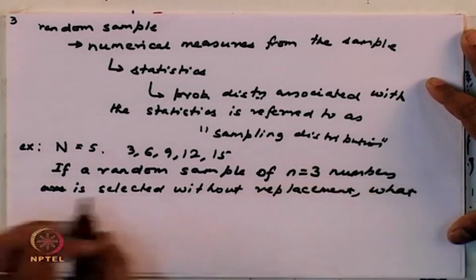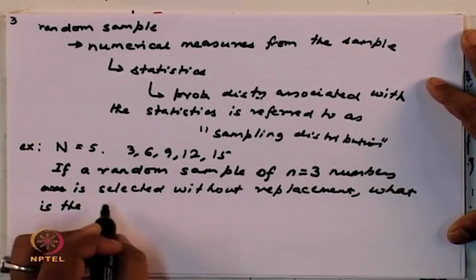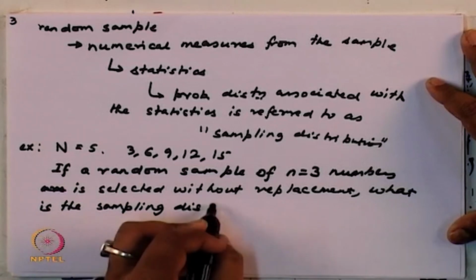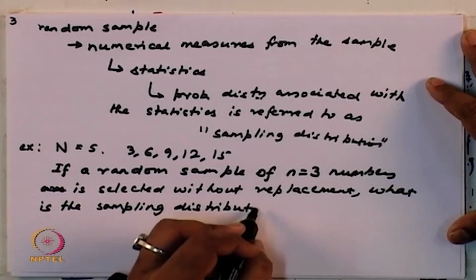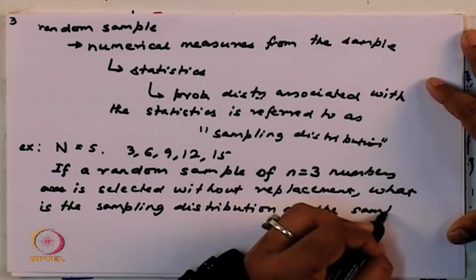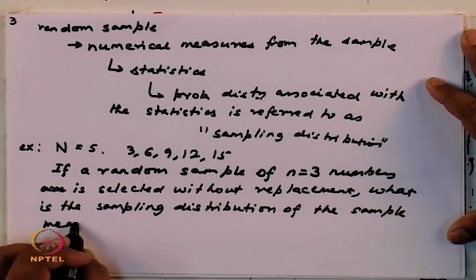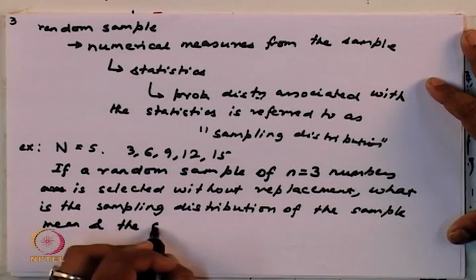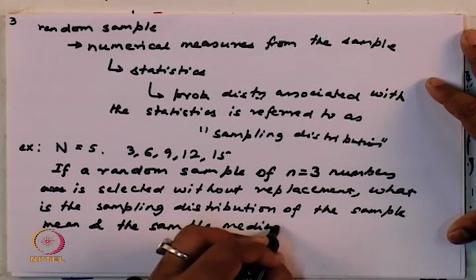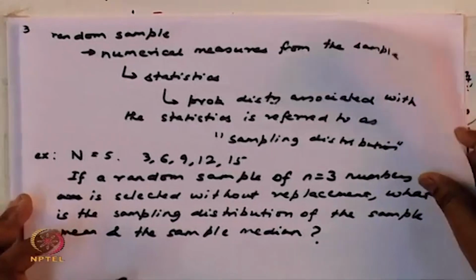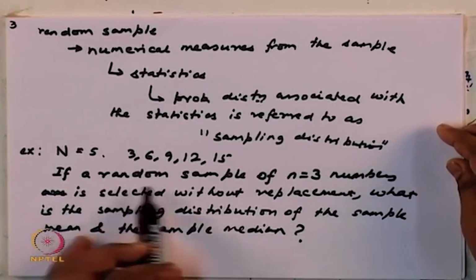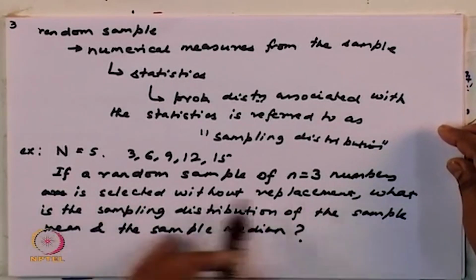What is the sampling distribution of the sample mean and the sample median? Okay. So, what is made clear is you have to select a random sample of 3 numbers without replacement.